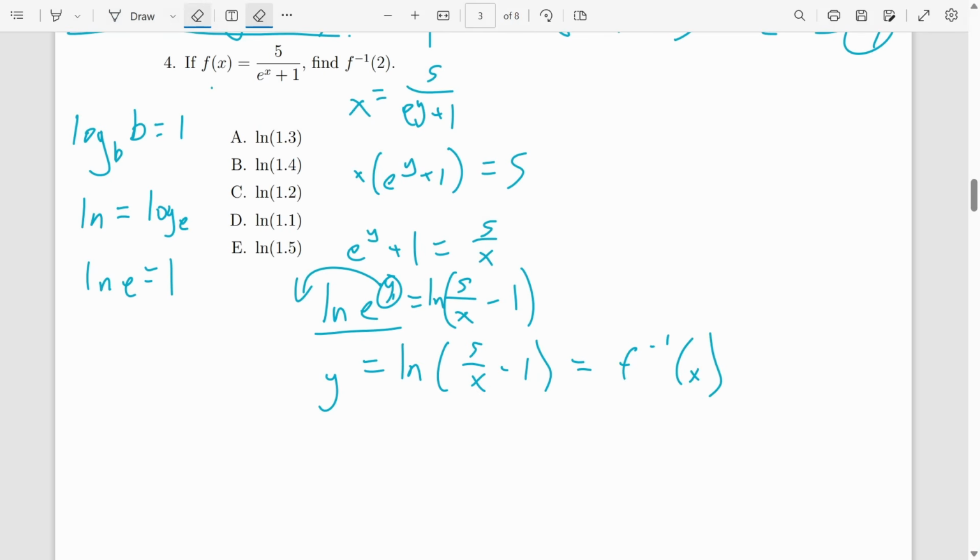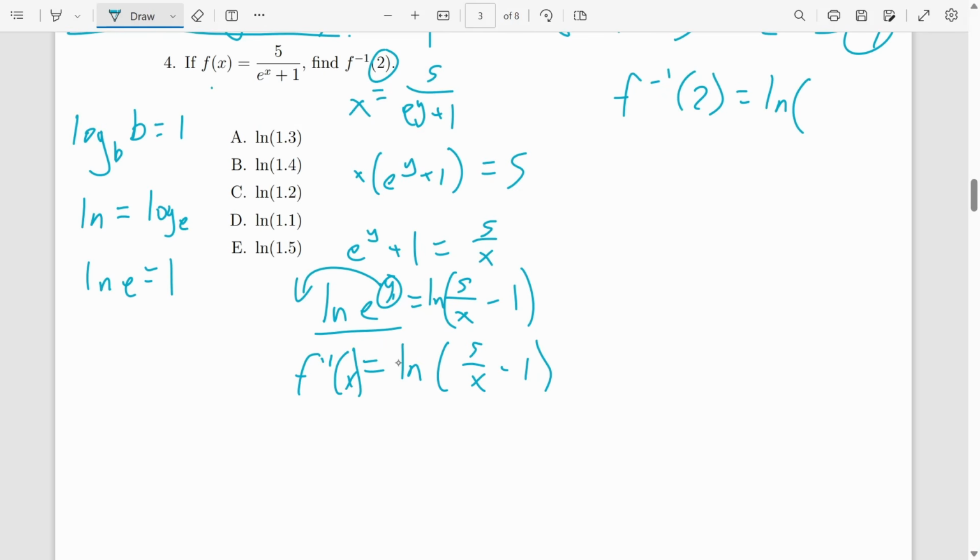So y equals ln of 5 over x minus 1. So here we go, now we've got our inverse. F inverse of x equals ln of 5 over x minus 1. Now at this point we just plug in 2 for the x's, and we will have our value. So let me rewrite this a little bit. F inverse of x equals that. So now F inverse of 2 equals ln of 5 over 2 minus 1.